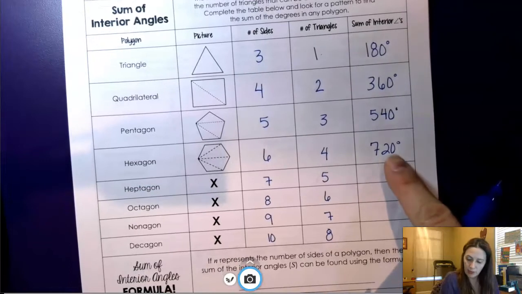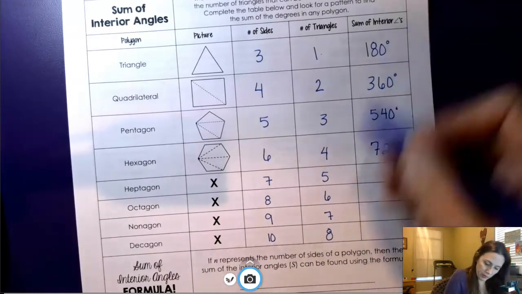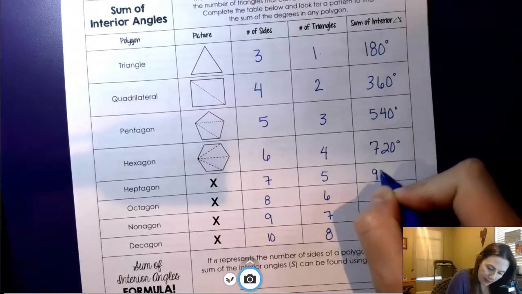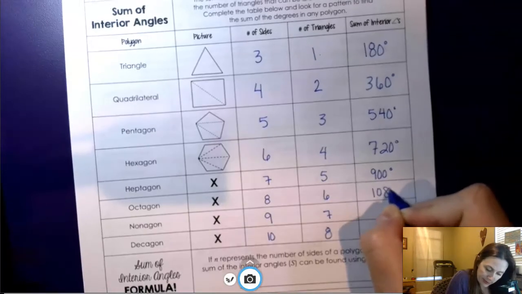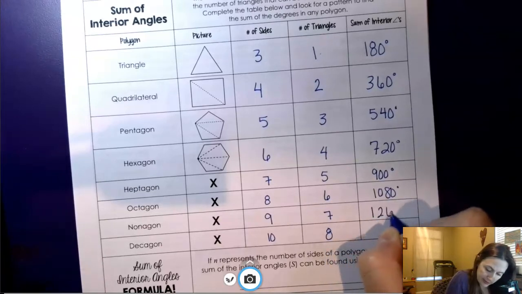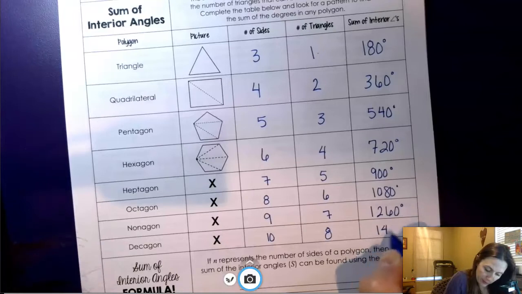So we have 720. Go ahead and add 180 each time or multiply that number of triangles by 180. I would get 900 degrees here, 1080 degrees here, 1,260 degrees here, 1,440 degrees here.